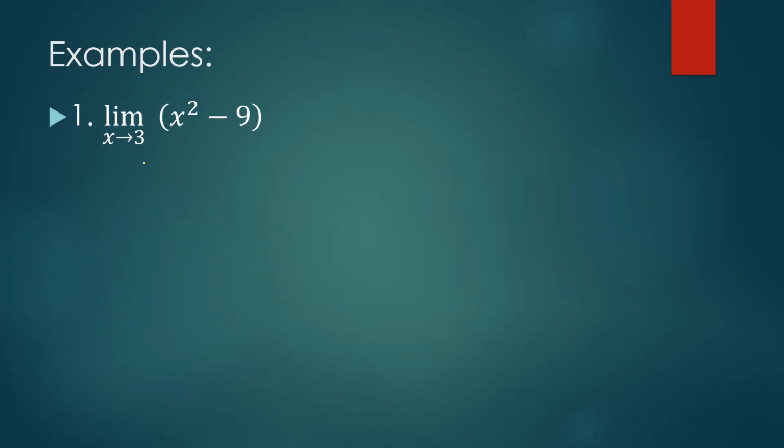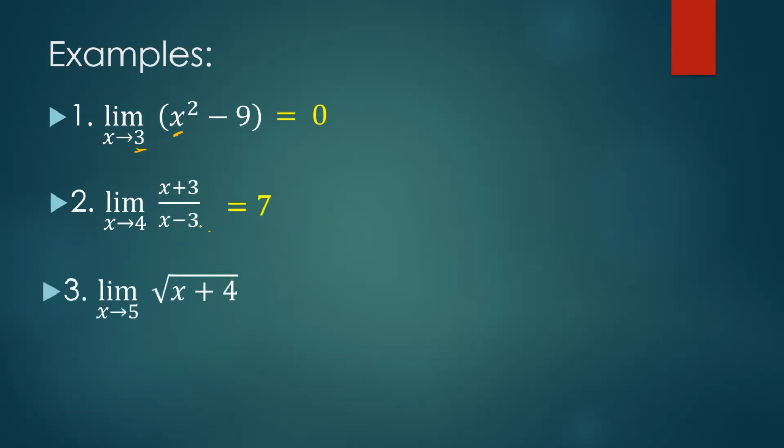So if you're to substitute this 3 to your x, that will just be 9 minus 9, kaya 0. For the second one, ito, magiging 4 plus 3, 7 over 1. So that will just be equal to 7. So number 3 naman, if you have x approaching 5, this will be 5 plus 4 is 9. So square root of 9 will be 3. So, okay tayo. These are all real numbers. So, sinasubstitute lang natin yung mga numbers na to dun sa variable, dun sa function.